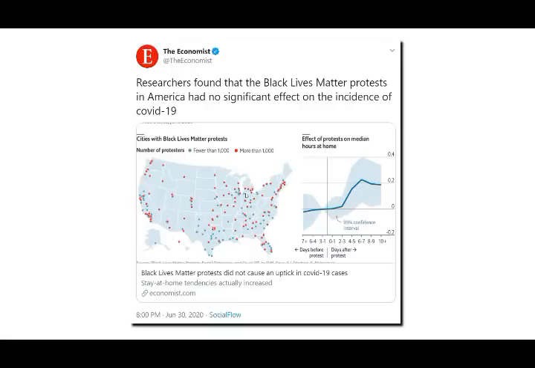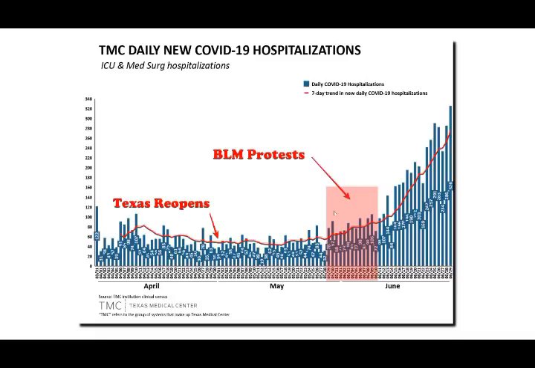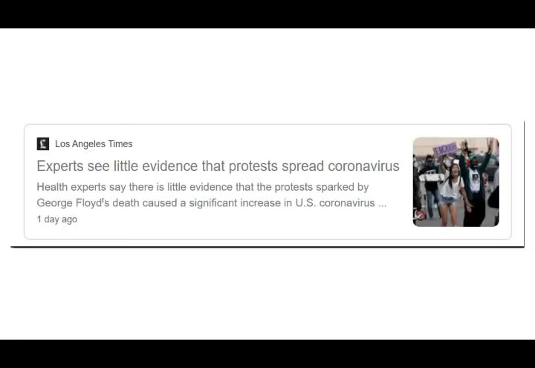Let's take a look now at how the press reported on this. They did what they normally do, and they simply lied about it. The Economist said, "Researchers found that the Black Lives Matter protests in America had no significant effect on the incidence of COVID-19." Anyone with basic graph reading skills can see that The Economist is lying. And the Los Angeles Times told the same lie. "Experts see little evidence that protests spread coronavirus."